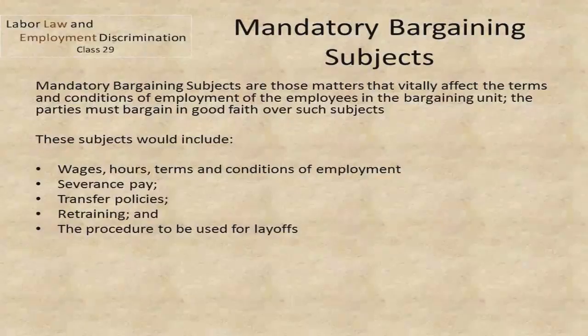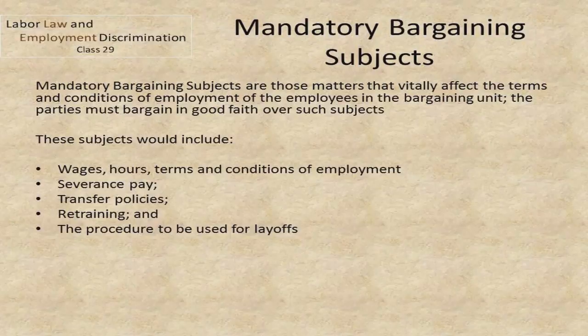Mandatory bargaining subjects are those matters that vitally affect the terms and conditions of employment in the bargaining unit. The parties absolutely have to bargain in good faith over these topics. Now, the NLRB, the National Labor Relations Board, and the courts have broadly interpreted these matters to be related to wages, hours, terms and conditions of employment, all right? So you have wages, you have hours, you have terms and conditions of employment. I have to bargain over those things.